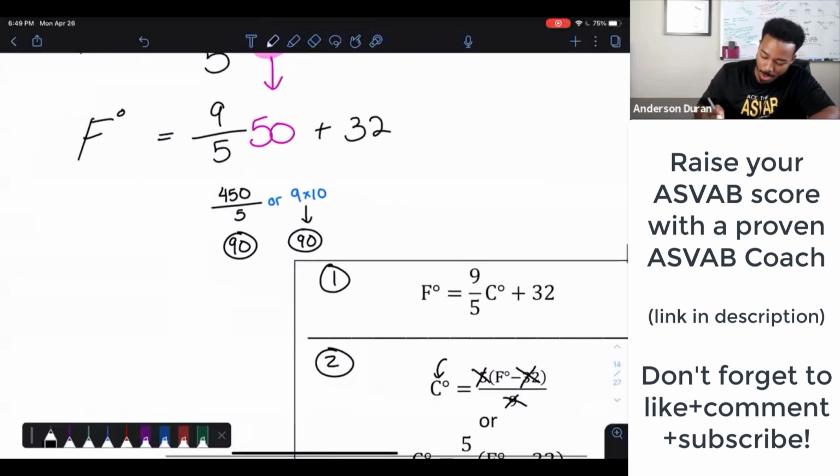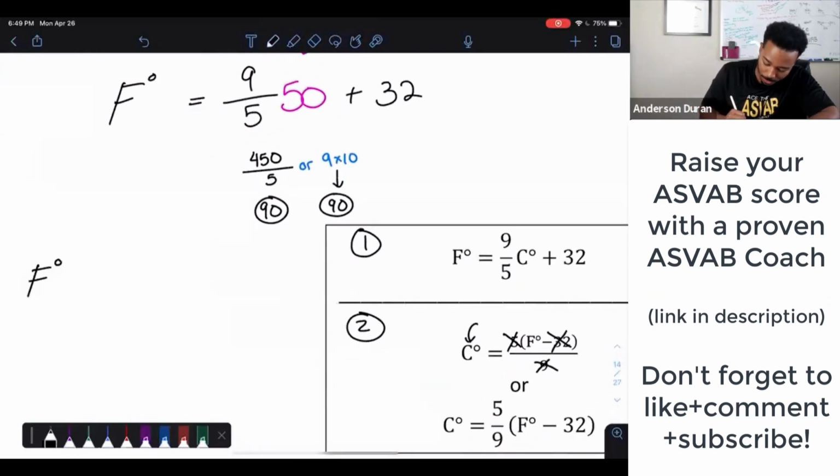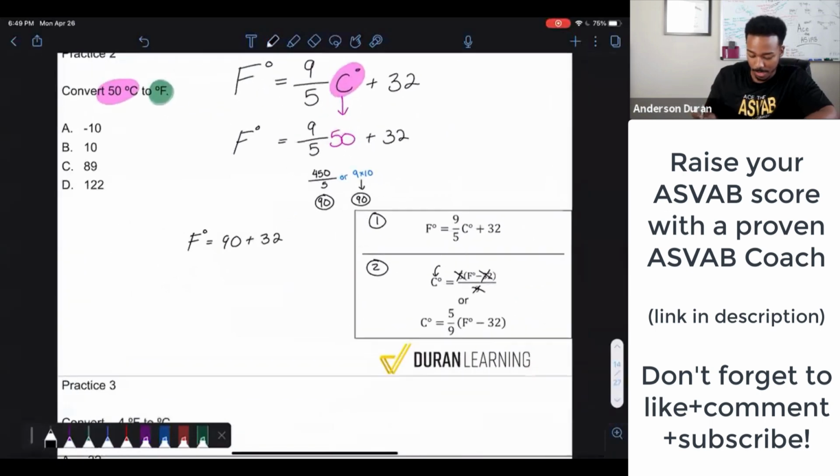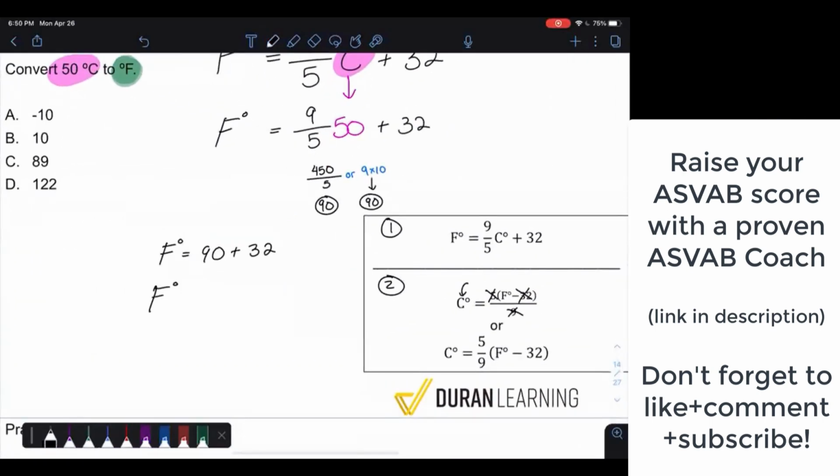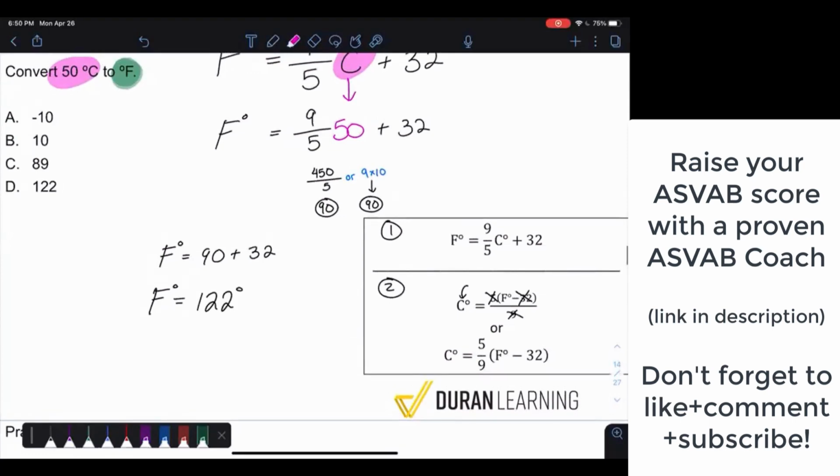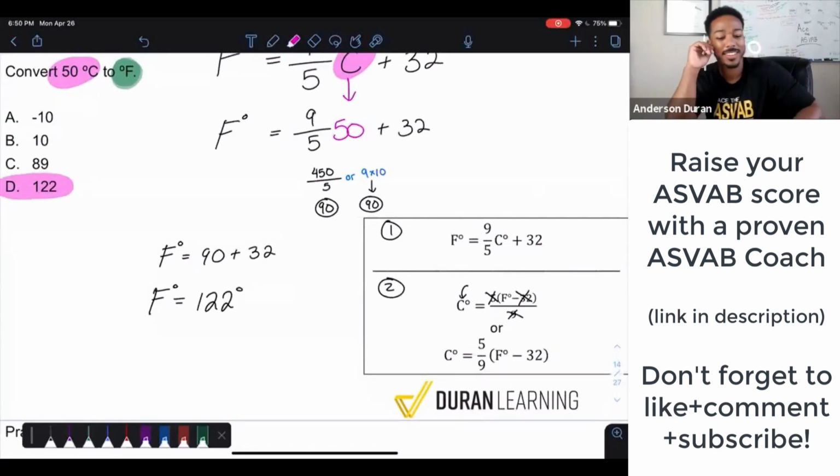And so we can go ahead and go back to the formula. F degrees Fahrenheit, again, equals 90 plus 32. 90 plus 32. Everybody, what is that going to give us? 122. 122 degrees. Here, right there. Who's feeling pretty good? Hey, right on, right on. Who else? I love seeing this.